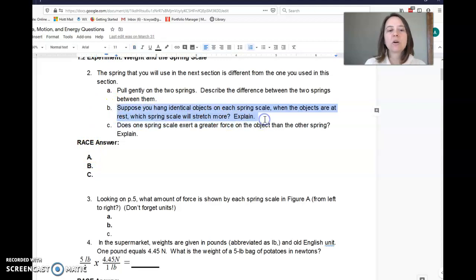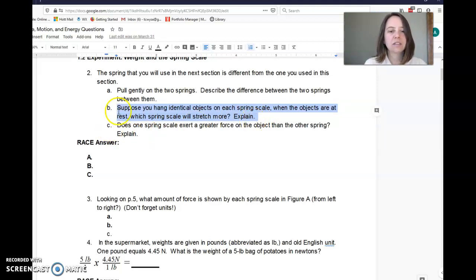Okay, B. Suppose you hang identical objects on each spring scale. When the objects are at rest, which spring scale will stretch more? Explain. So we have our object, and when I hang it on the brown spring scale, the plunger right here moves about 1.5 centimeters. And then when I hang that same object on the green spring scale, it moves about 3 centimeters. So the same object made the green spring move more than the brown spring.